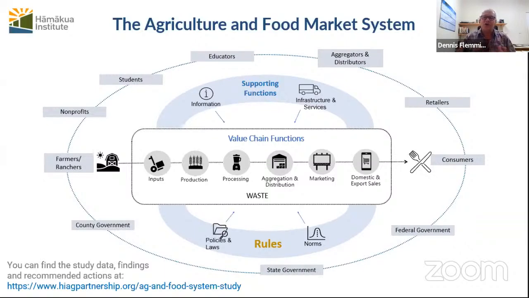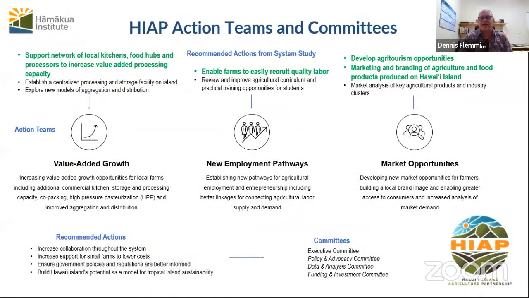And I'm not going to go into all of the recommended actions. There's too many to cover in this presentation. But if you look at the link at the bottom of the screen, you'll see a link to a web page that not only has the recommended actions from the study, but all of the data. There are data dashboards, story maps, and transcripts of stakeholder interviews, all anonymous. Everything that was put into this study is transparent and available for public view. And all these recommendations are now being pursued by the action teams that HIAP has.